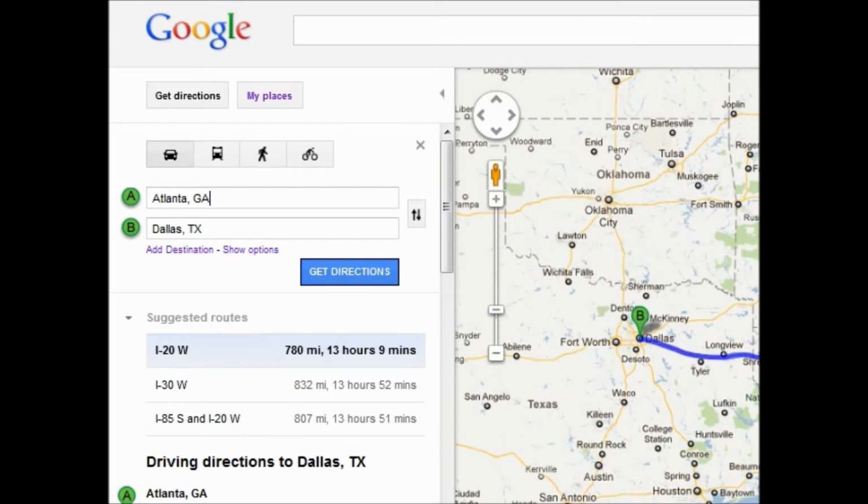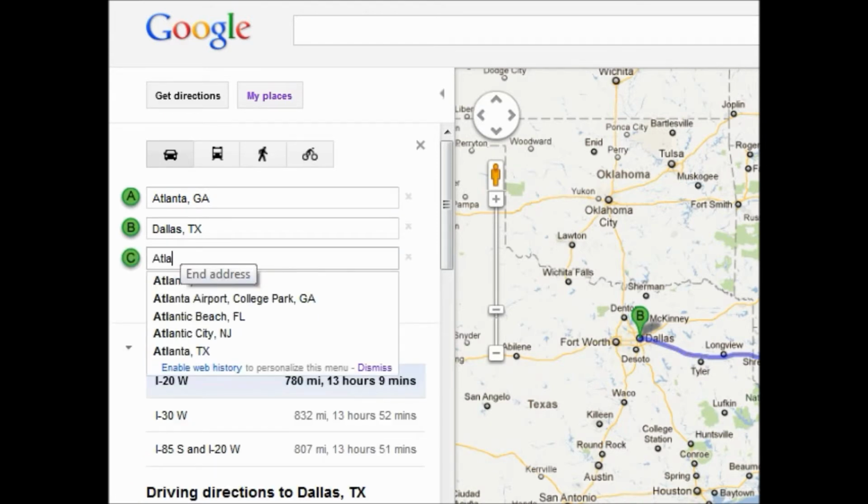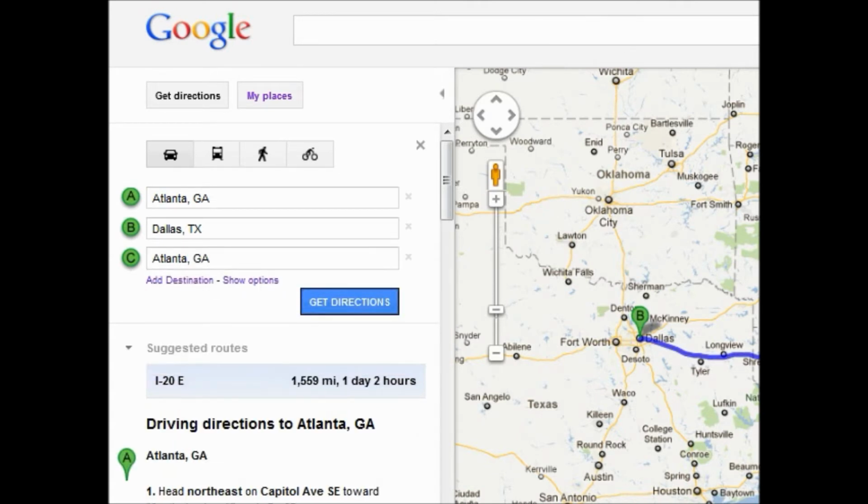Cool. So if you see right here, 780 miles. Google Maps instantly tells you how many miles you're going. So what you do with this information, say if they were only going from Atlanta, Georgia to Dallas, Texas and back. So you add another destination, back to Atlanta, Georgia, back to your hometown. 1,559 miles. So what you do is you take a calculator and use a really cool simplistic formula.